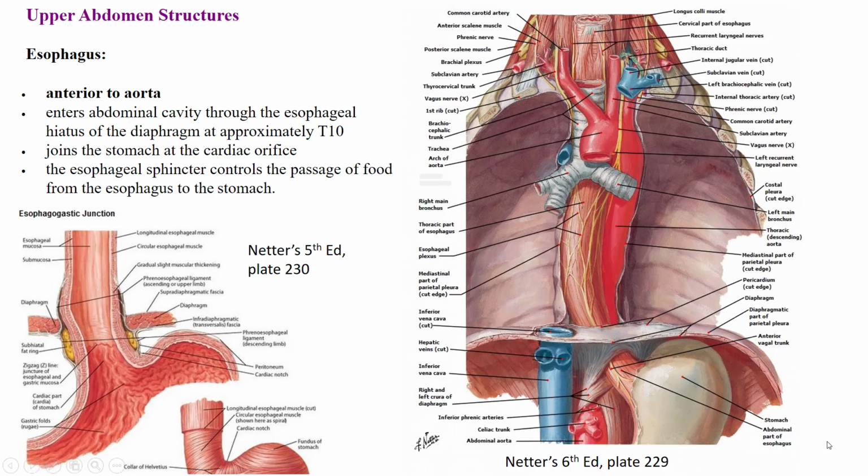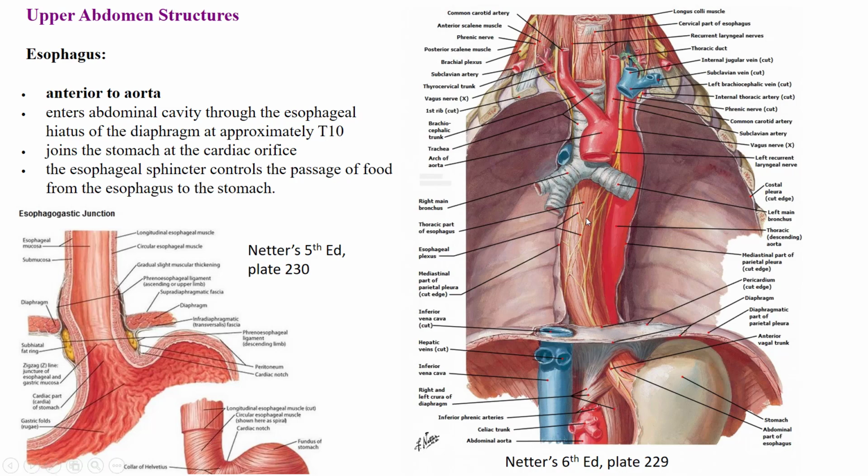When you're looking for the esophagus in Netter's, you're actually going to find it in the thorax, because the majority of the esophagus, which is this structure here, is found within the thorax of the body and not within the abdominal cavity. However, it does join up with the stomach within the abdominal cavity.